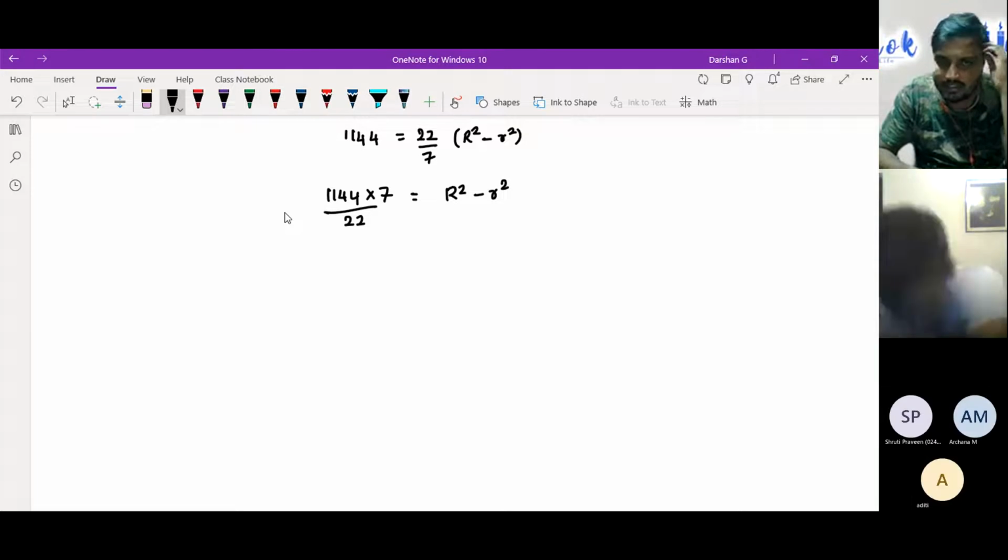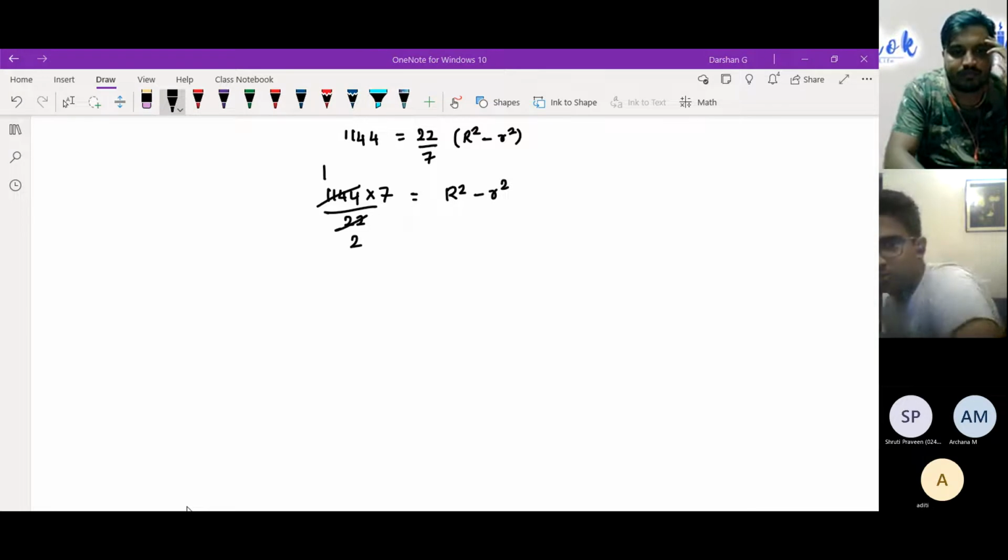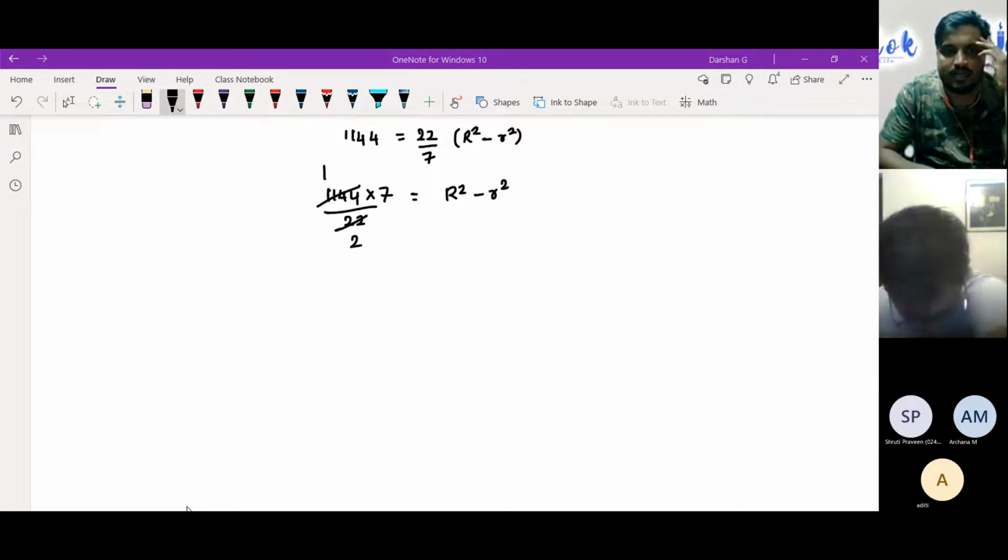Can we divide this? Yes. We can go with smaller numbers. 2 ones, we can go. And 1144 also goes by 11. So 11 twos are, 11 ones are. Anybody? 1144 divided by 11? Anyone?